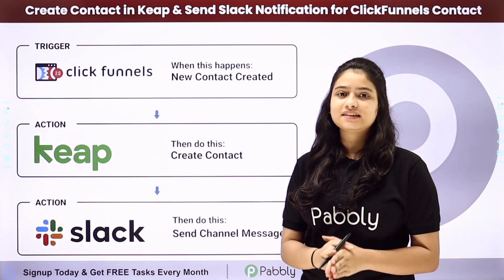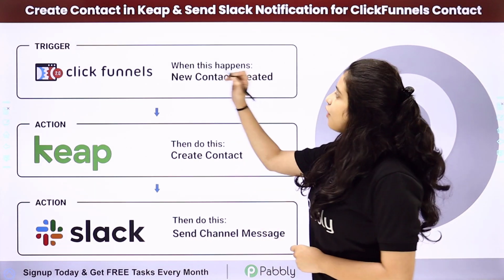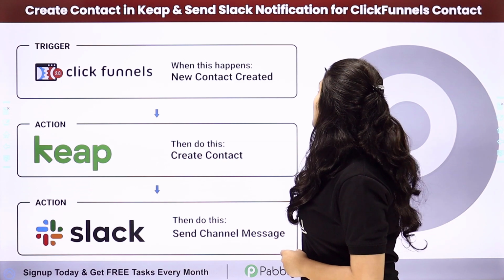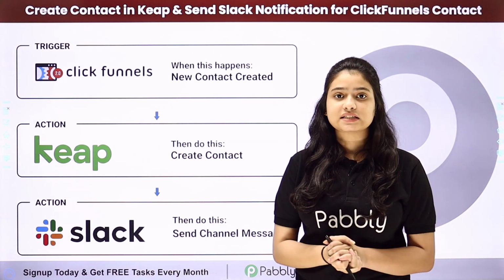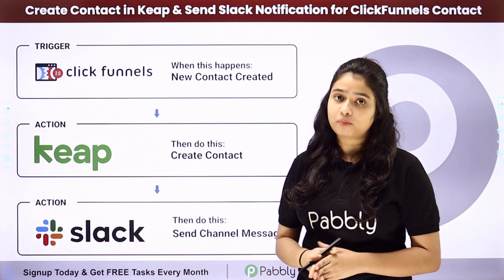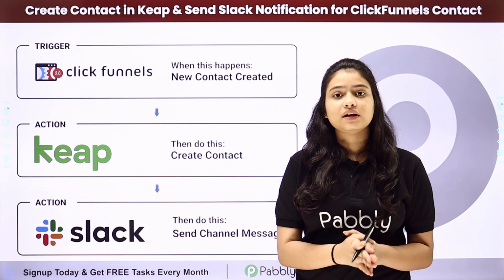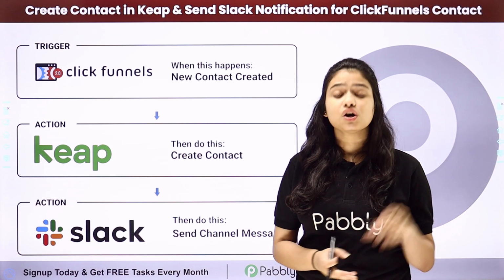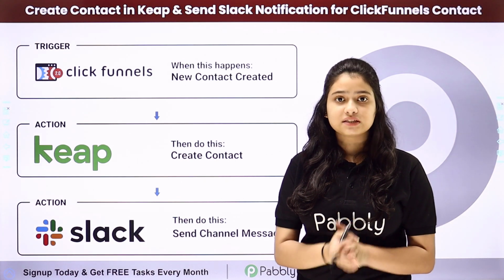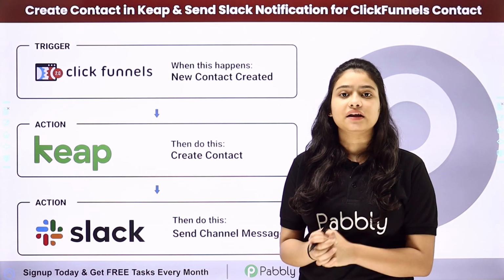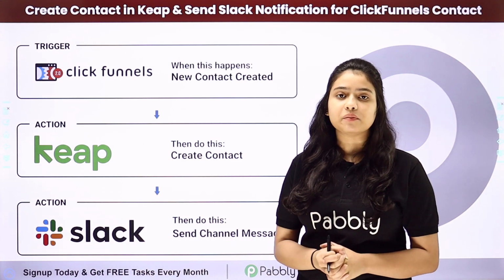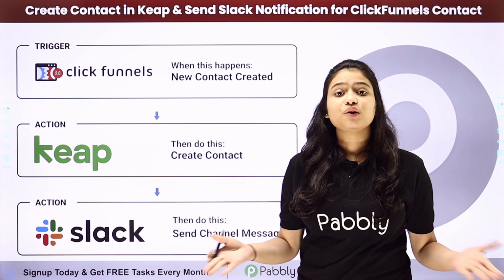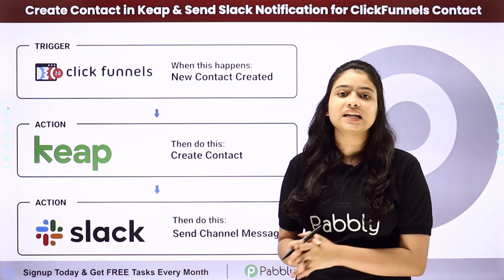Hello everyone, in this video we are going to learn how to create contacts in Keap and send Slack notification for ClickFunnels contact. Suppose you are using ClickFunnels as your online sales funnel platform and now you want that whenever a new contact is created in your ClickFunnels account, automatically by using the same response, a contact should also be created and added in your Keap account. And at last you also want to send a Slack notification to your team members informing about the same. So how are you going to do this process automatically and effortlessly?